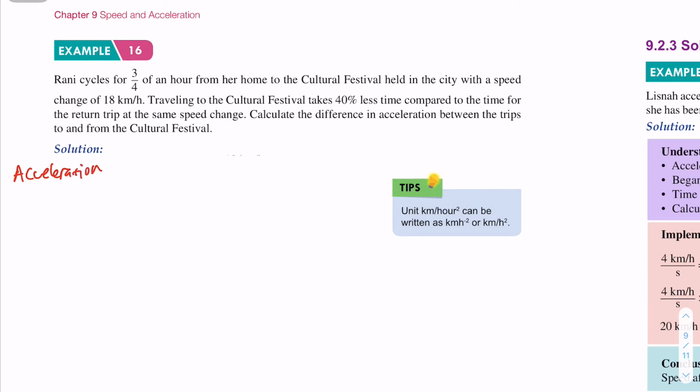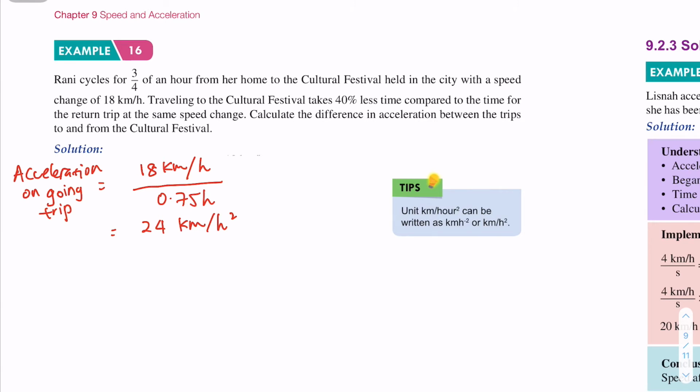When Rani goes to the cultural festival, I'm going to write acceleration on going trip. So what is the speed change? The speed is 18 km per hour, and then we divide it with how many hours? 3/4 of 1 hour. So you can write it as 3/4, or if you don't like fraction, you can write it as 0.75. No problem. So press your calculator. 18 divided by 0.75 gives you 24 km per hour square. So this is the acceleration when Rani goes.